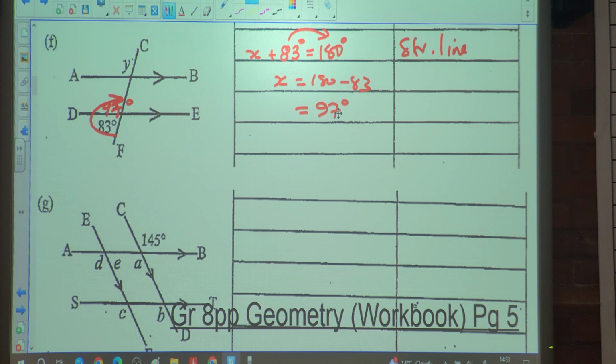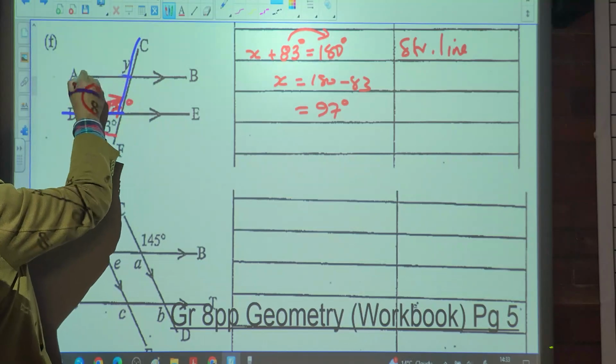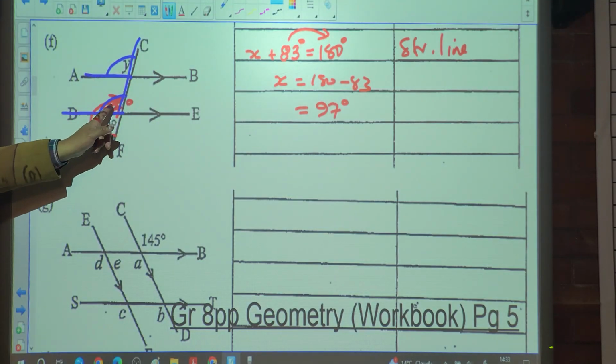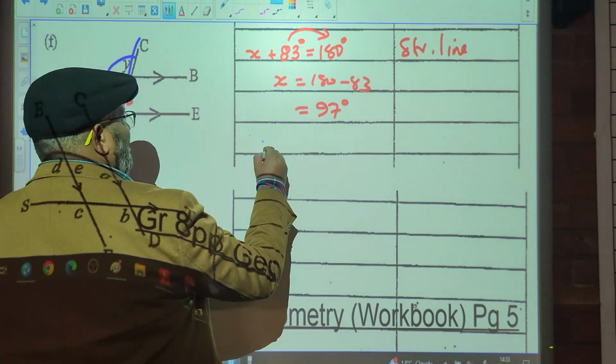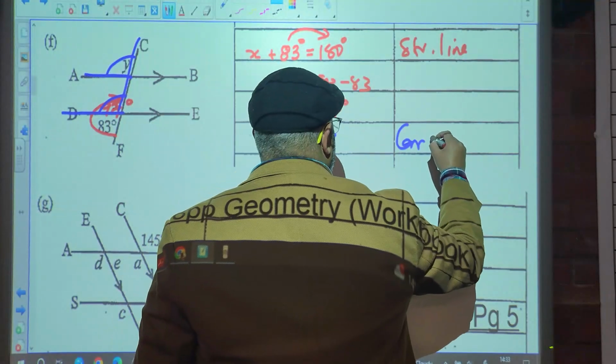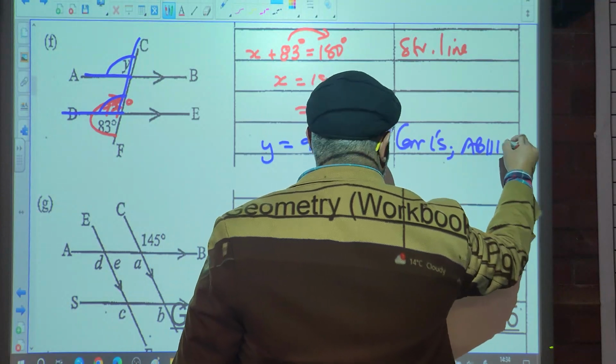I'm going to calculate Y. The F, corresponding. Can you see now at this point we've got X to be 97. So you say Y is equal to 97. Why? Corresponding angles with AB being parallel to CD.